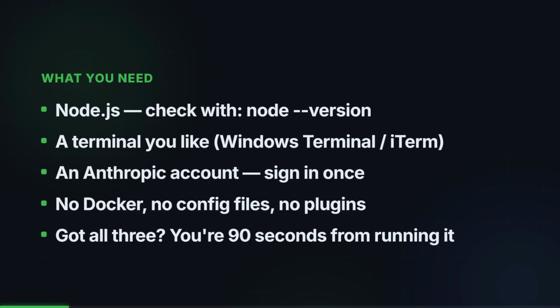Third, an Anthropic account. You'll sign in once the first time you run it. That is the entire shopping list. No Docker, no complicated config files, no plugins to hunt down. If you've got Node, a terminal, and an account, you are about 90 seconds away from running this thing.